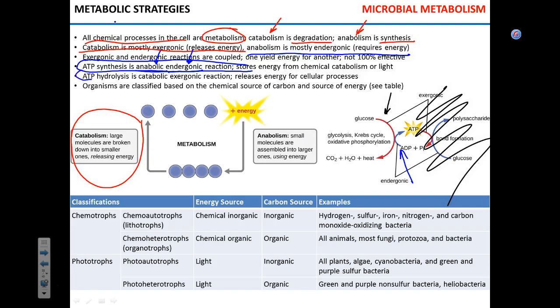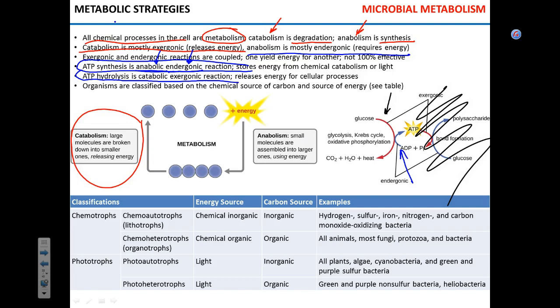And ATP hydrolysis is catabolic exergonic reaction. So it releases energy. That's when you take this energy out of the storage, when you break down the molecule of ATP. And thus energy of ATP breakdown can be used to fuel various cellular reactions like transcription or translation.